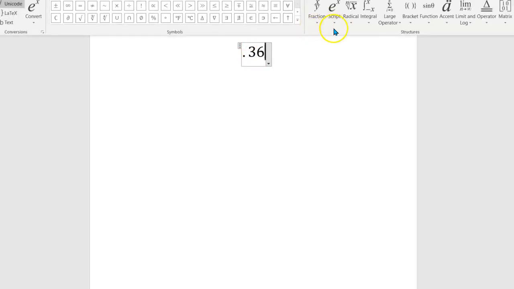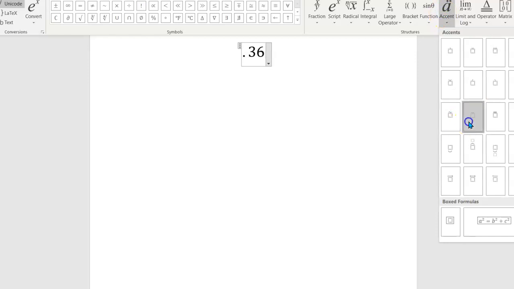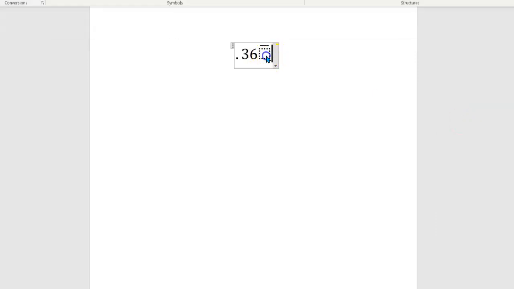Go here to equation tools. Go to accent. Go to bar. Well, oops, I need to actually put it in there. So 0.36. So we got 0.36 bar. I don't want it over my decimal though. Yeah, like that. So 0.36 bar.